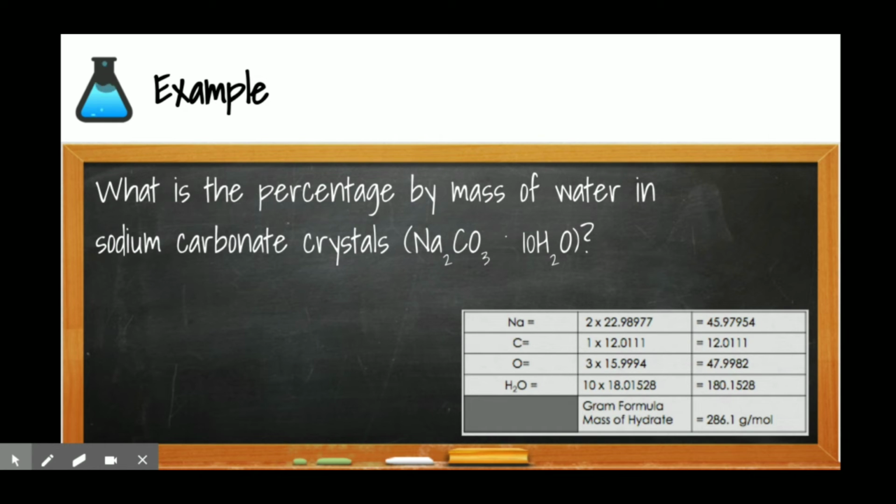Notice that the dot in chemistry placed inside of a hydrate formula does not mean times, but it means plus water. So we're going to find the mass of sodium carbonate plus the mass of 10 waters to give a total hydrated mass of 286.1 grams per mole.